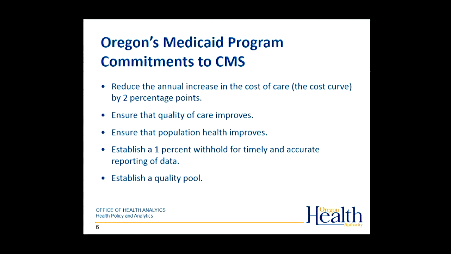Establish a 1% withhold for timely and accurate reporting of data, which just means that when we send money out to the CCOs, if they don't get information back to us quickly, that we would hold money from them. And establish a quality pool. And the quality pool is what we'll end up talking quite a bit about.